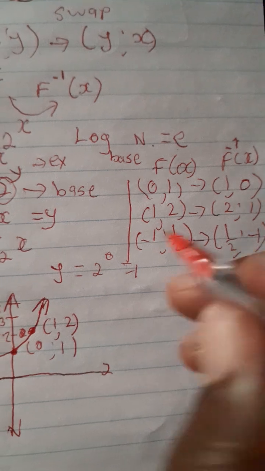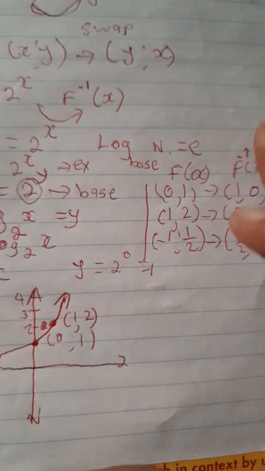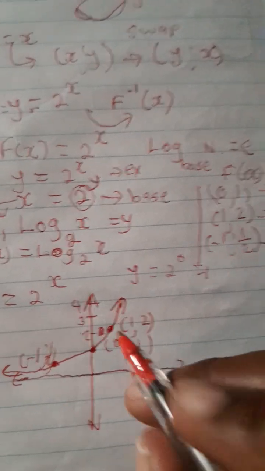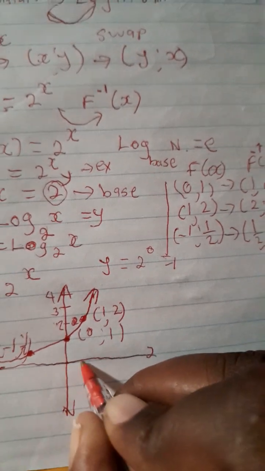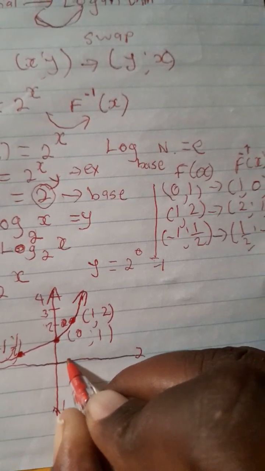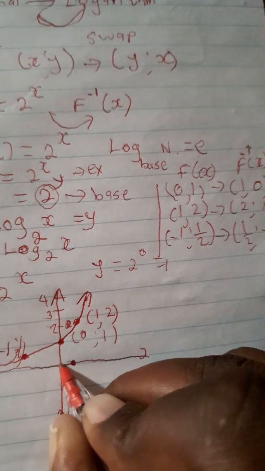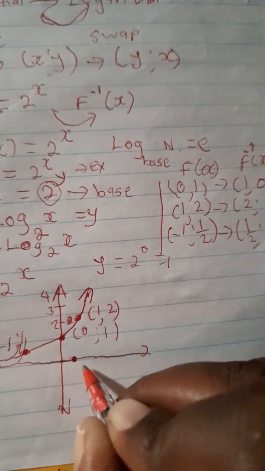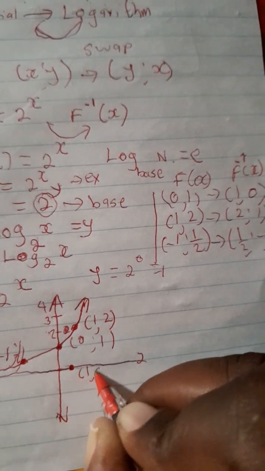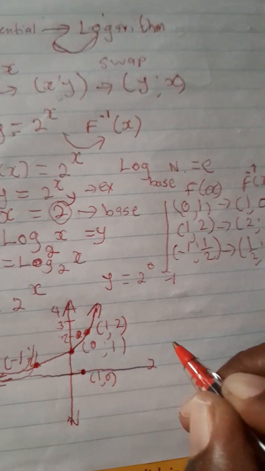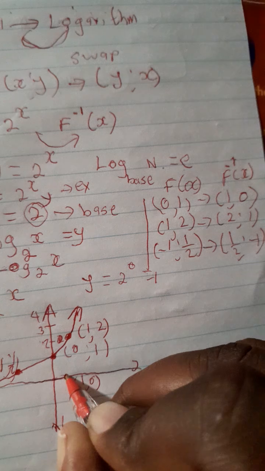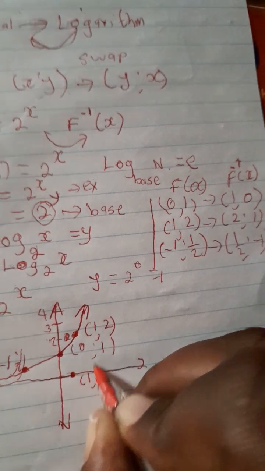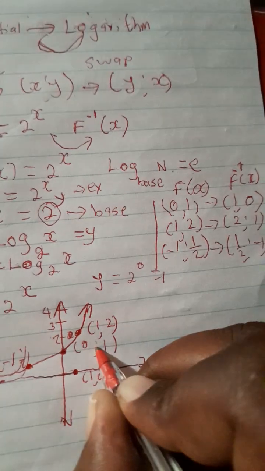So let's sketch the new graph. Since we have 0 and 1, here we now have 1 and 0. So 1 and 0 should be here. What about the other one? It's 2 and 1. Remember it's 1, then it's 2 here, so 2 and 1 should be somewhere here.